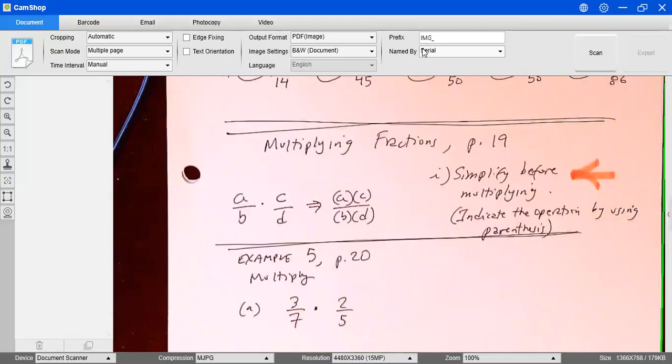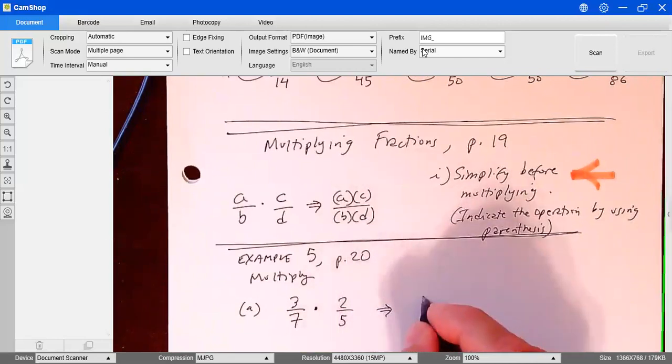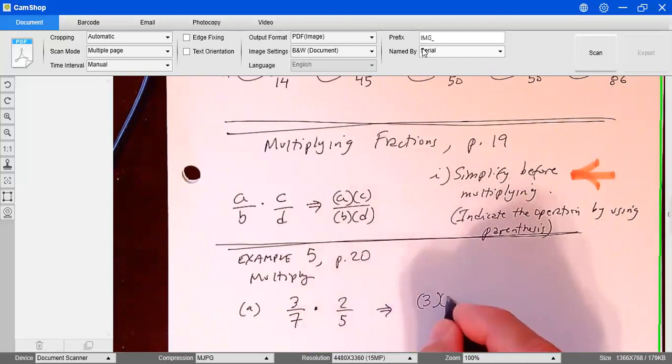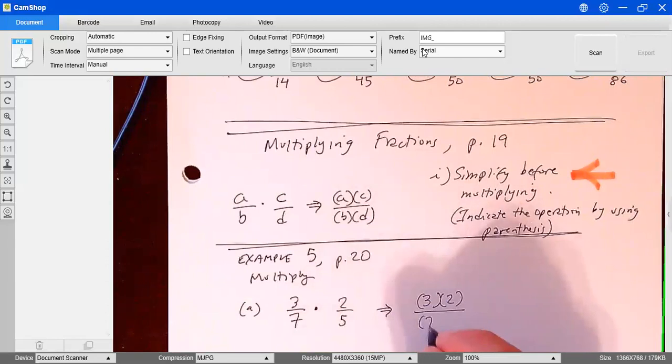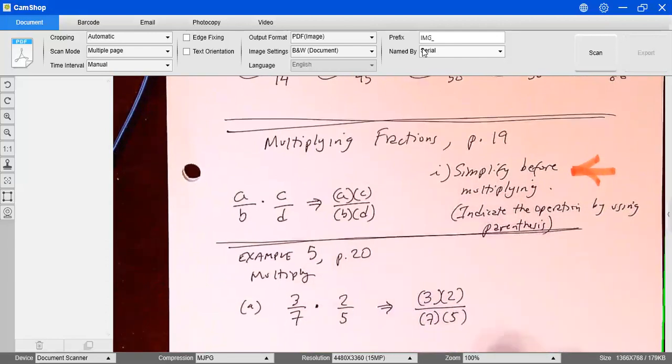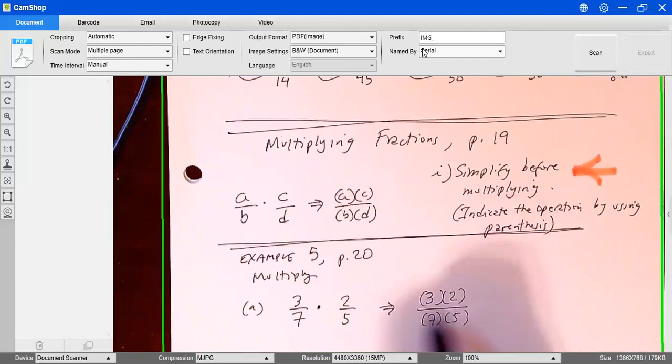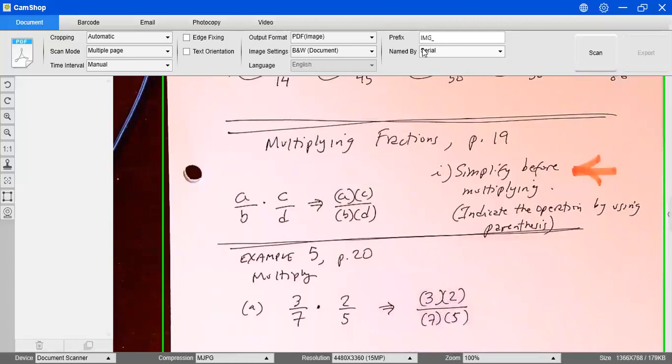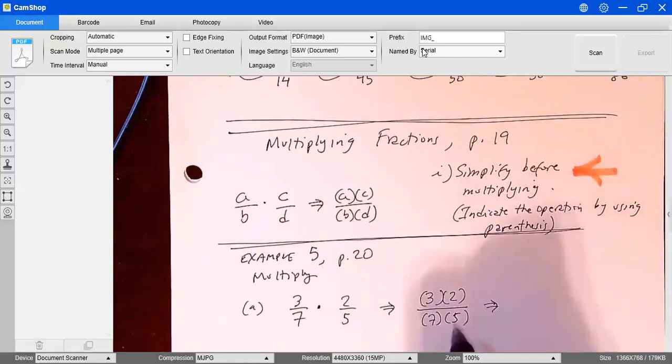2/5 is the second fraction. So what is the first step? The first step is just writing 3 times 2/7 times 5, and then we start looking for common factors between any part of the numerator with any part of the denominator. So we don't see any common factors, and we proceed with the final step, which is just performing the operation.